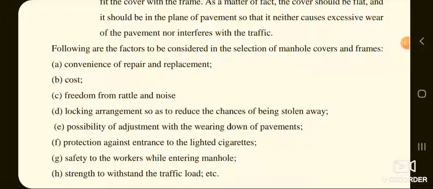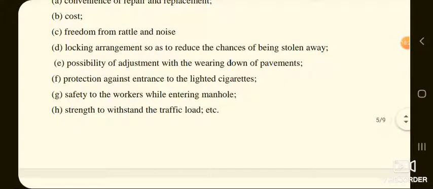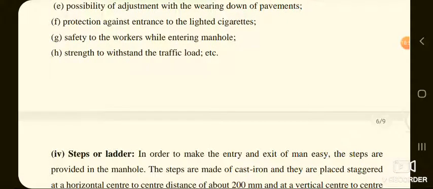Now, we have to consider a few factors in the selection of a manhole cover. Those are, first among them is convenience of repair and replacement. Second one is cost. Third, freedom from rattle and noise. Fourth one is locking arrangement so as to reduce the chances of being stolen away. Fifth one, possibility of adjustment with the wearing down of pavements. Sixth one is protection against entrance of lighted cigarettes. Next one is safety to the workers while entering the manhole. And last one is strength to withstand the traffic load, etc.